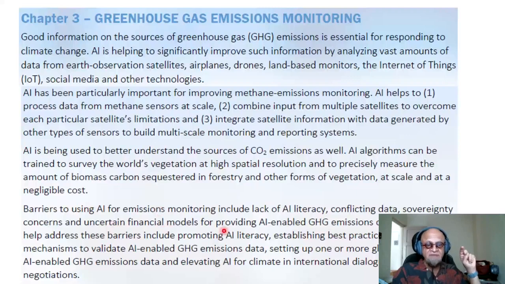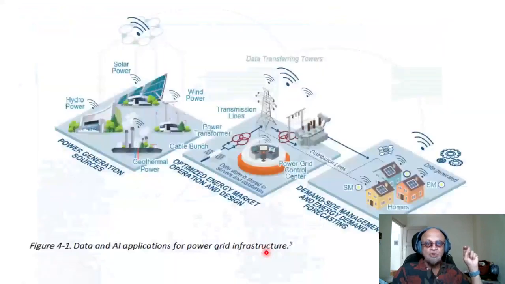Barriers to using AI for emissions monitoring include lack of AI literacy, conflicting data, sovereignty concerns, and uncertain financial models for providing AI-enabled GHG emissions data. Just re-emphasizing, measures to help address these barriers include promoting AI literacy, establishing best practices and mechanisms to validate AI-enabled GHG emissions data, setting up one or more global owners of AI-enabled GHG emissions data, and elevating AI for climate in international dialogue and negotiations.